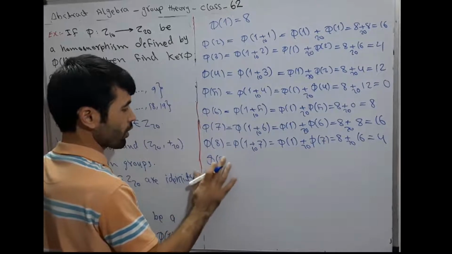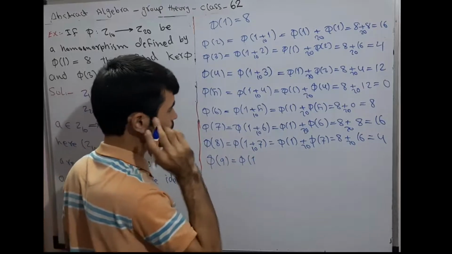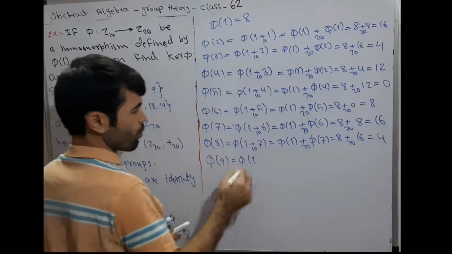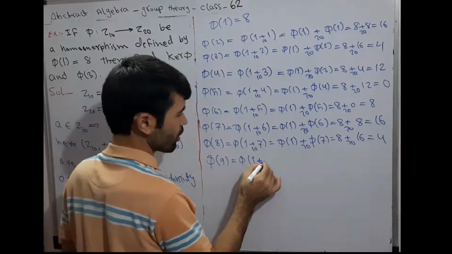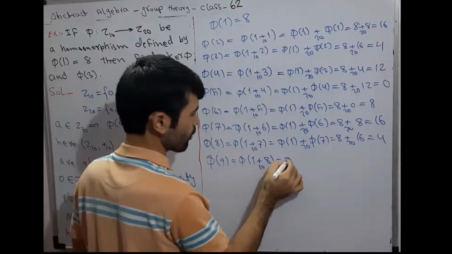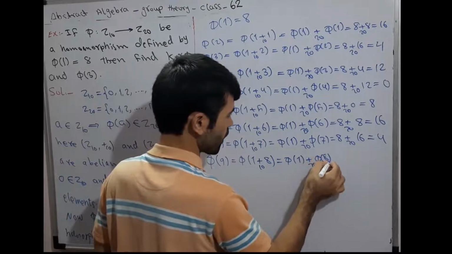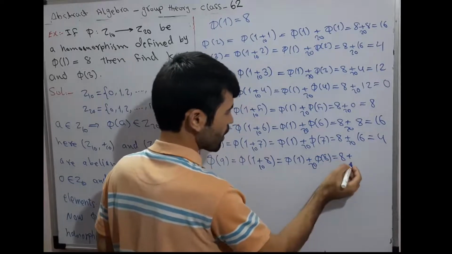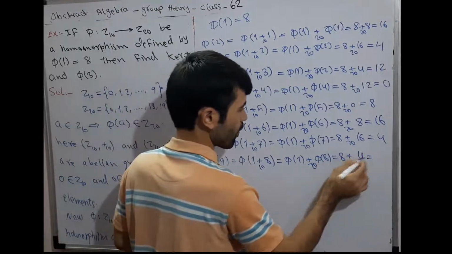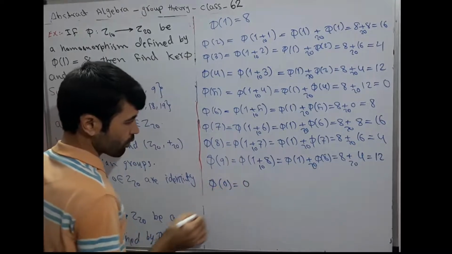Phi of 9 is equal to phi of 1 plus 8, which is phi of 1 plus phi of 8, addition modulo 20. Phi of 8 is equal to 4. 8 plus 4 is 12, and phi of 0 is equal to 0.